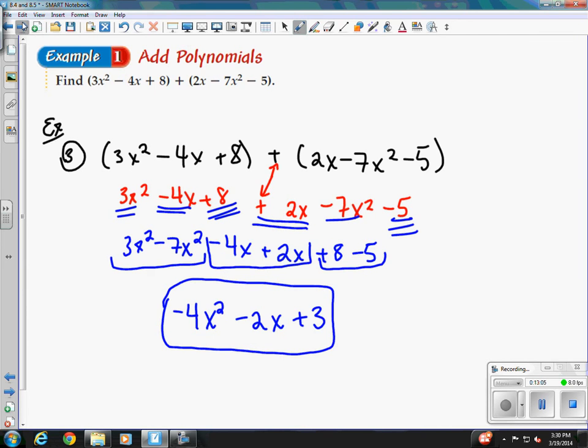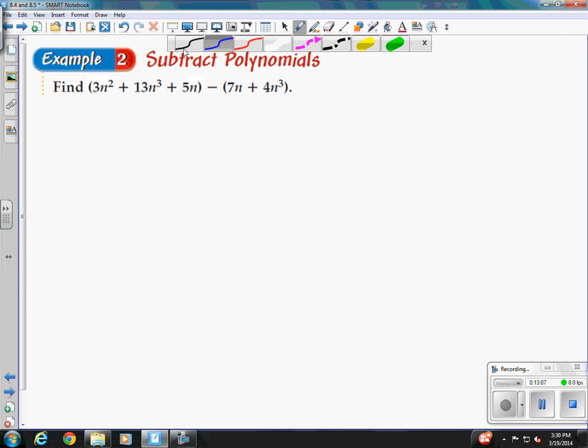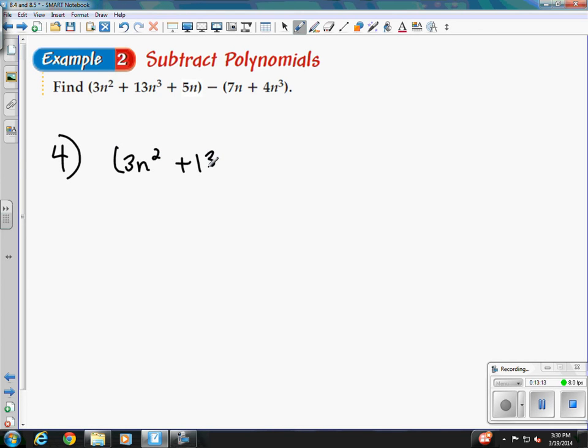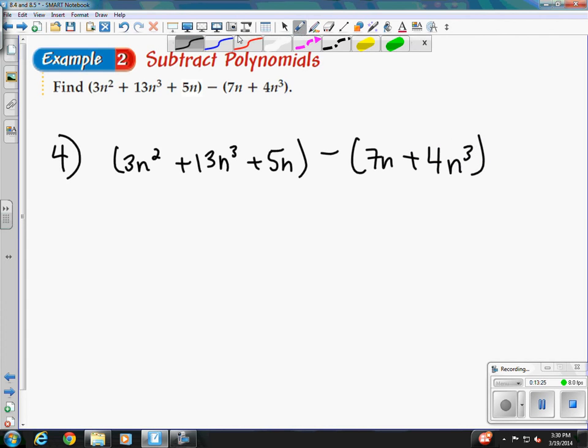And our last example is subtracting. So I'm given 3n squared plus 13n to the third plus 5n minus 7n plus 4n to the third. So once again, we check our first parenthesis here for any like terms. He has a power 2, he has a power 3, so they're different, so I just drop them down as is.